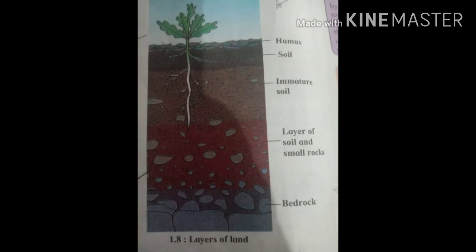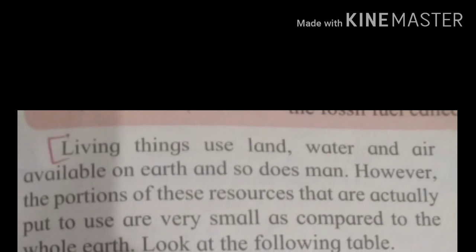The second layer is the immature soil layer. It is below the humus. It is full of sand, soil, small stones, worms and insects. The third layer is soil and small rocks. The fourth layer is the layer of bedrocks, which has a good amount of minerals.